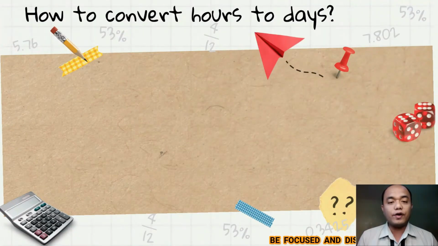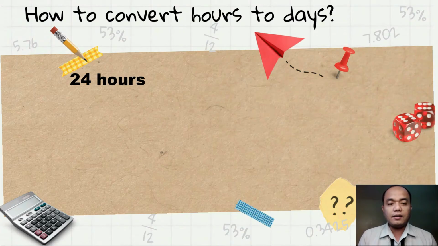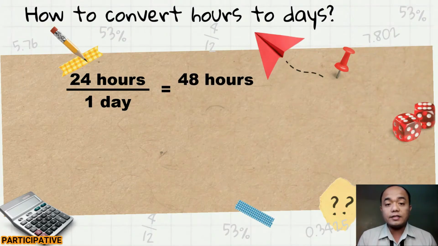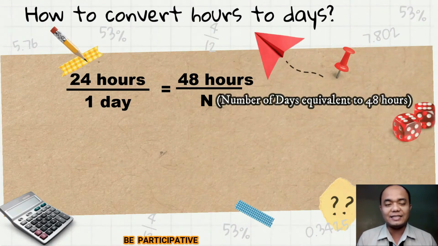And let's now convert hours to days. So ang una natin gagawin is to find first the correct proportion. And as we all know, 24 hours is equivalent to 1 day. So 24 hours is to 1 day. And 48 hours is another given. And we don't know yet how many days is equivalent for 48 hours. So letter N here will represent number of days.